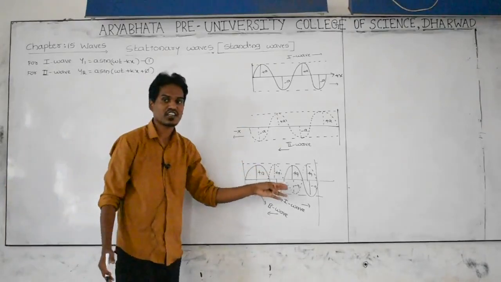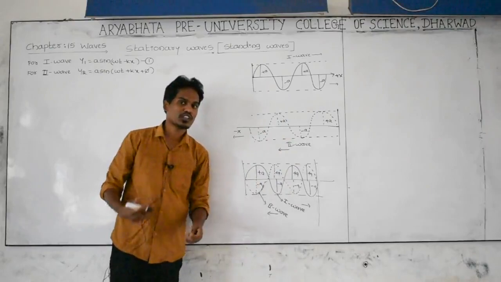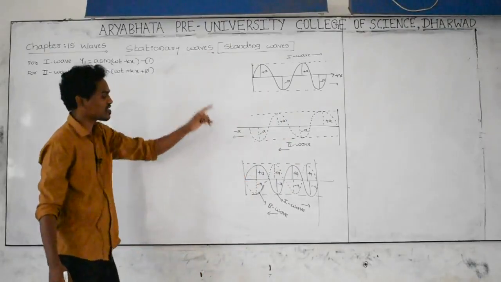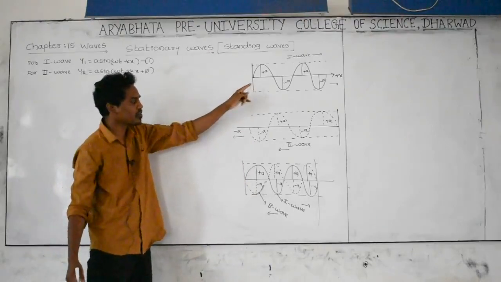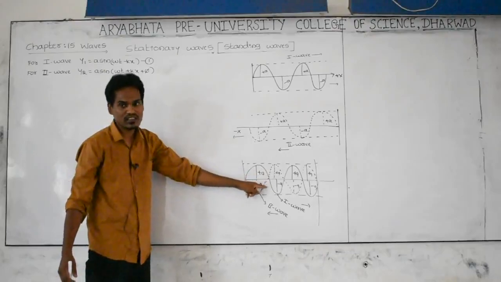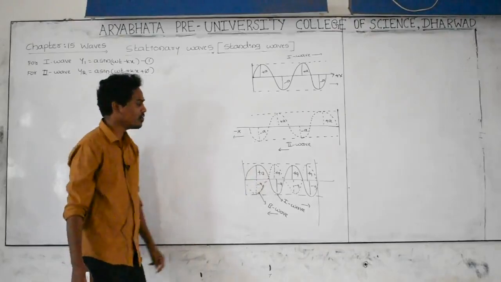This wave is called a resultant wave. When two waves combine, we call it a resultant wave, and this wave is called a stationary wave or a standing wave. This is the first traveling wave, the second traveling wave; both have merged. That wave pattern is called a stationary wave or a standing wave.